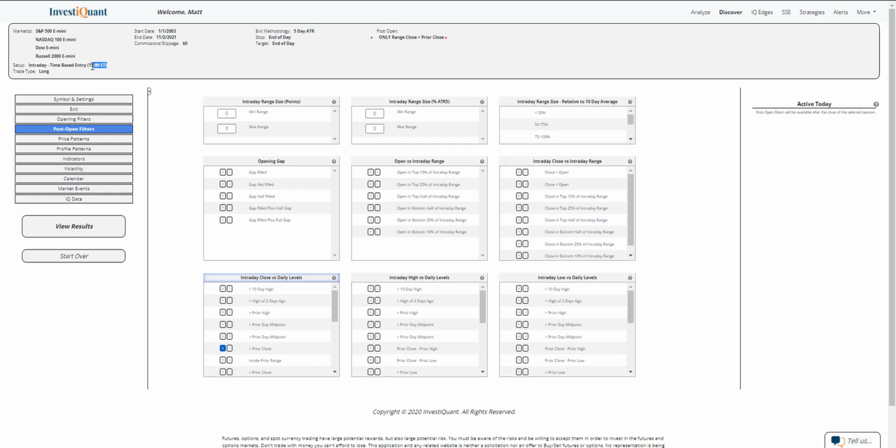So I've selected all the instruments. The time-based entry is set to 3 p.m. Eastern time. I just added a filter here that said the 3 p.m. price needs to be above the prior session closing price for this test, since we are trading above that everywhere.